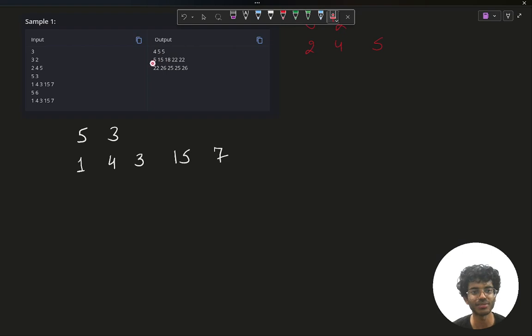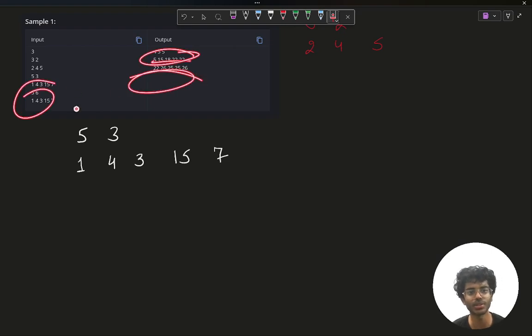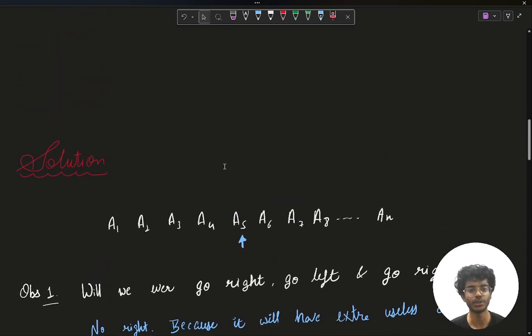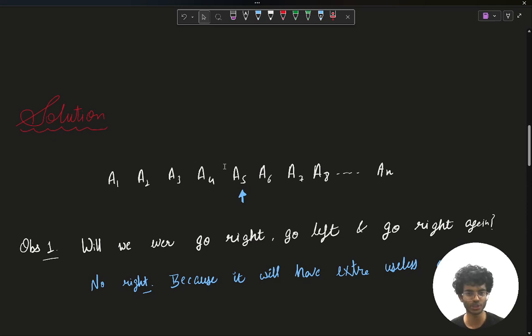So this is how we can have this as the answer, and the last test case you can just write out yourself and we'll move to the solution.